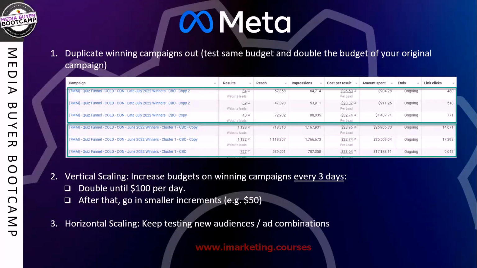That all comes out of what we were talking about the other day, which was setting up your sandbox campaigns. If you recall, on Tuesday we were talking about the sandbox. The horizontal scaling comes from your sandbox campaigns, where you're testing new audiences and ad combinations. Then you can scale those up vertically, like we were talking about here. Then you can duplicate them and put them into what are known as CBO campaigns.